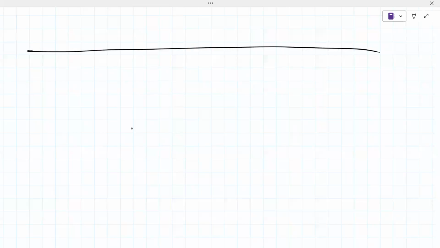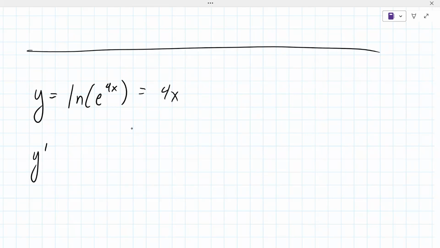The other direction here that you'll see is, what if you're given something like the natural log of e to the 4x? What does this reduce to? Just the 4x. So they cancel out each other, even if it's in front, in both directions. So the derivative would be just 4.